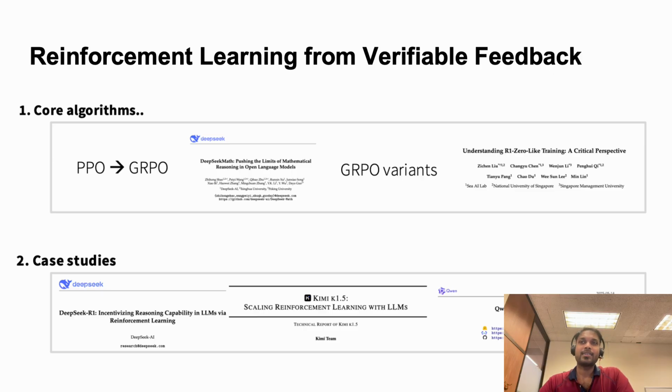So now we look at a third and an exciting popular paradigm called reinforcement learning from verifiable feedback. Specifically, we look at GRPO, which was introduced in the DeepSeek math paper, and which was later adapted in different ways by different frontier labs, more prominently by DeepSeek R1, Kimi 1.5, and Qwen, and then many others.